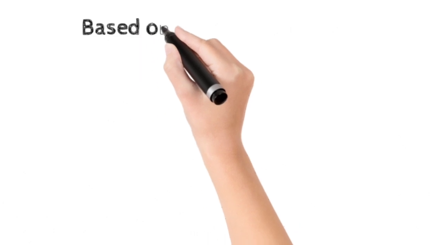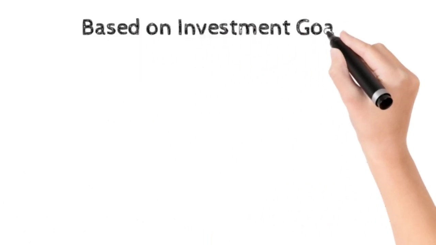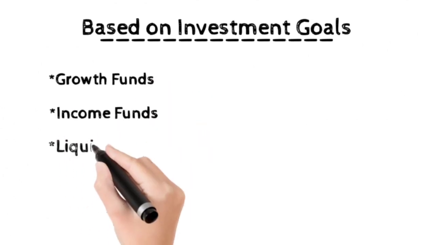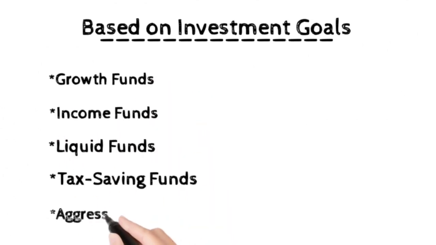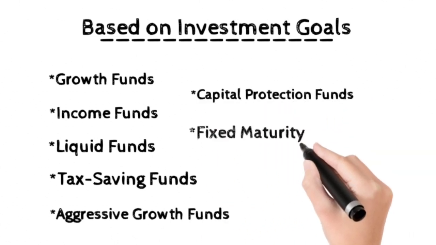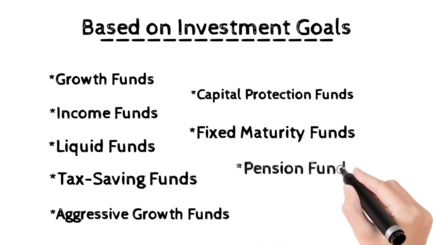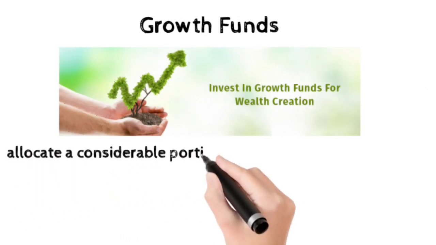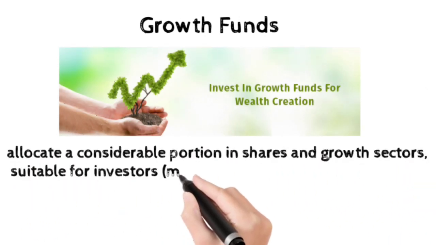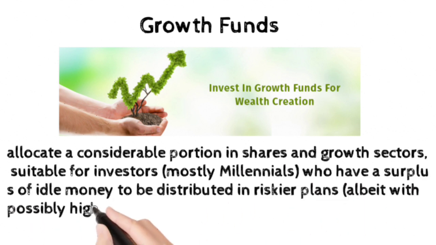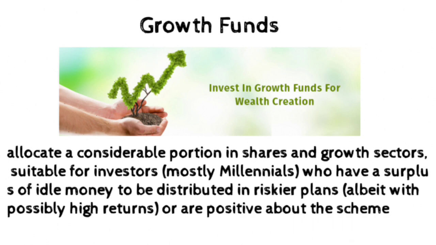Now, classification of mutual funds based on investment goals. There are growth funds, income funds, liquid funds, tax saving funds, aggressive growth funds, capital protection funds, fixed maturity funds and pension funds. Growth funds. Growth funds usually allocate a considerable portion in shares and growth sectors, suitable for investors who have a surplus of idle money to be distributed in a riskier plan or are positive about the scheme.